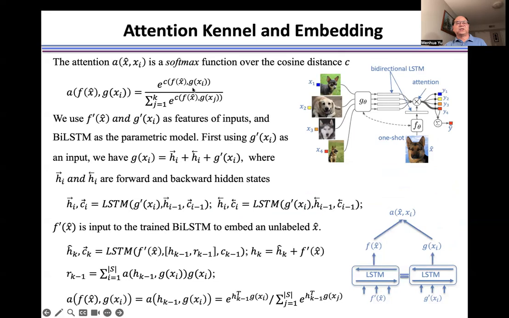and feature G. If input is an image, a convolutional neural network is used to extract features from the input image. If input is a word, an embedding matrix is used to encode the word into word representations. Here we use F prime, G prime as the feature for the input.